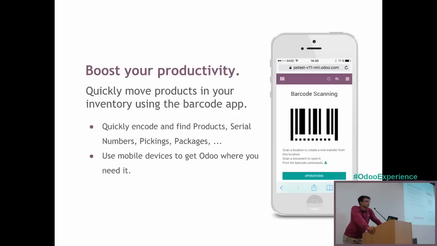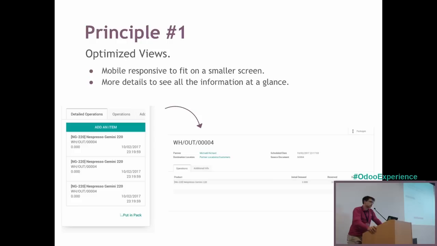I think it's really the app that will help you to boost the productivity of your employees. Meaning that you will be able to quickly move products in the inventory from one location to another using the Barcode app. It will help you to quickly encode and find the products, serial numbers, pickings and packages that you have in your warehouse. And also you will be able to take the Odoo application wherever you want on mobile devices. Because as you will see in the main principles of the Barcode app in Odoo, the first principle that I want to present is that we have optimized views using the Barcode app.